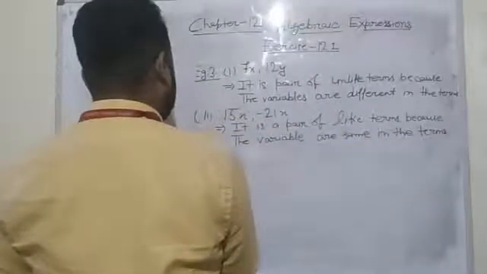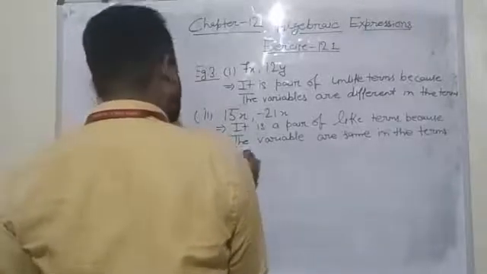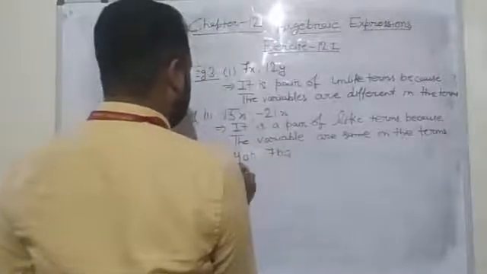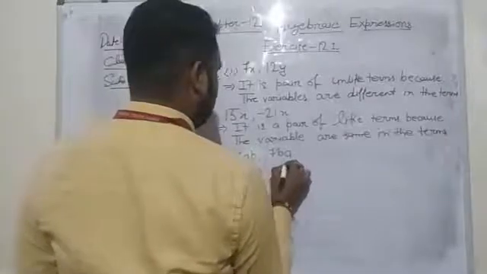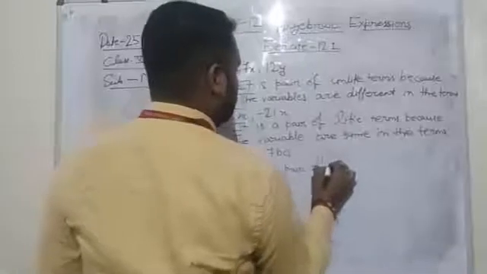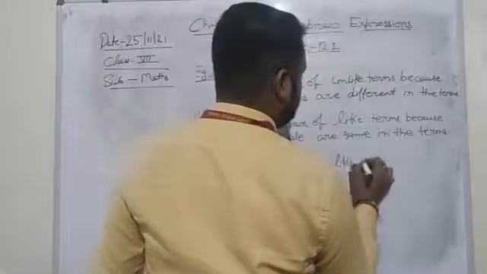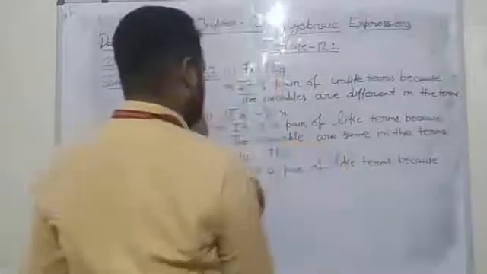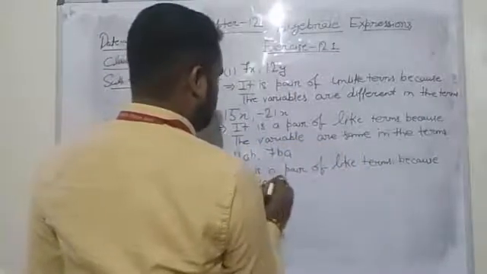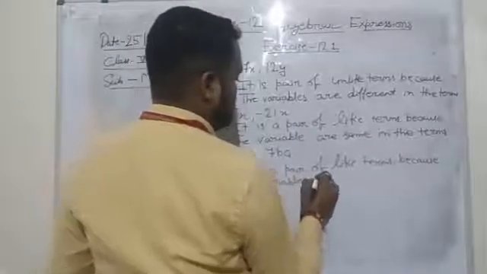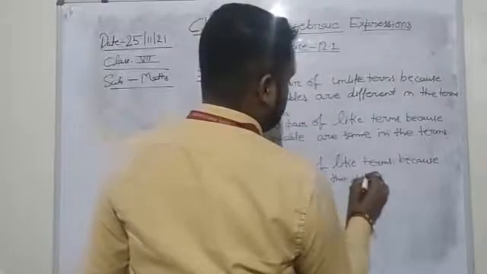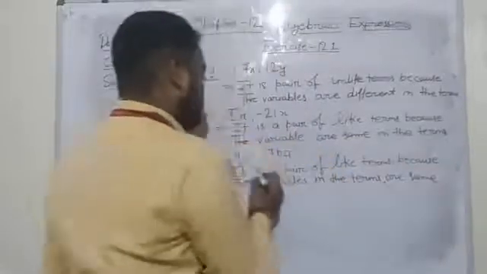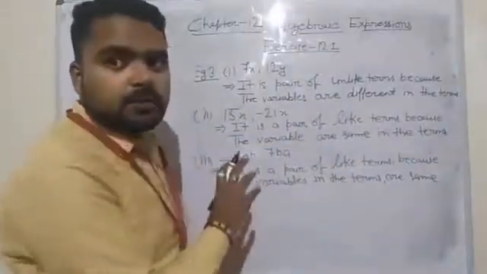Now the third one is minus 4ab and 7ba. So it is also a pair of like terms because the variables in the terms are the same. Order of the variable can be different, but the variable is the same.